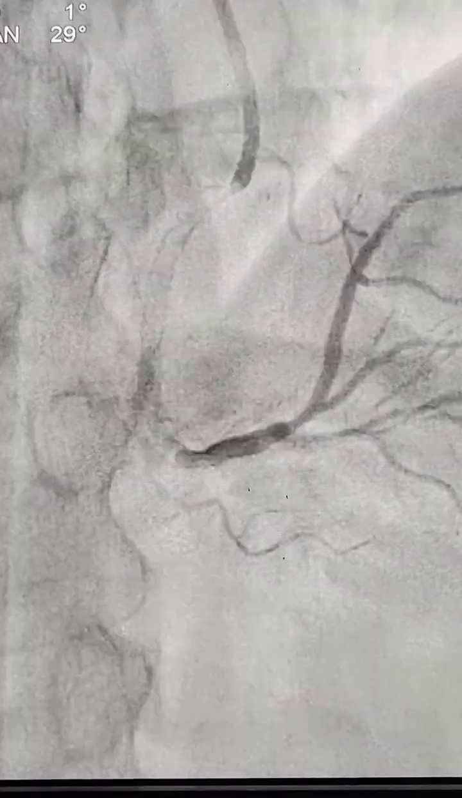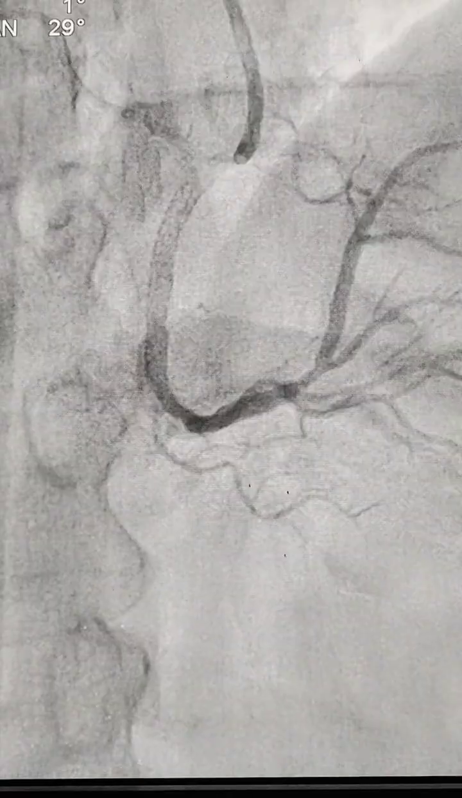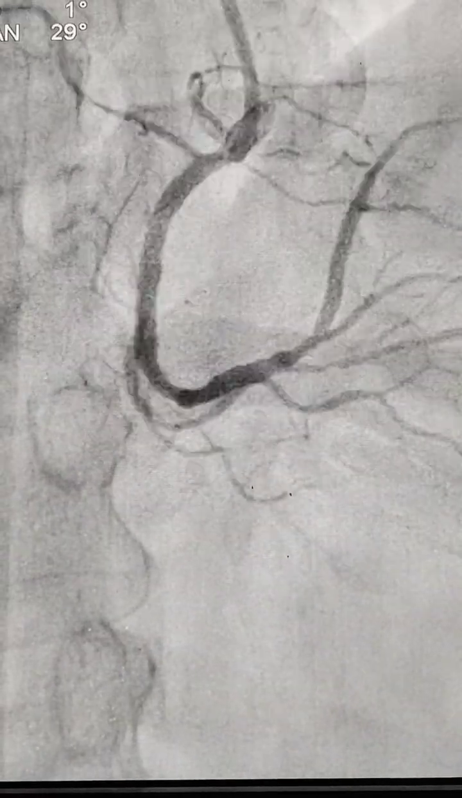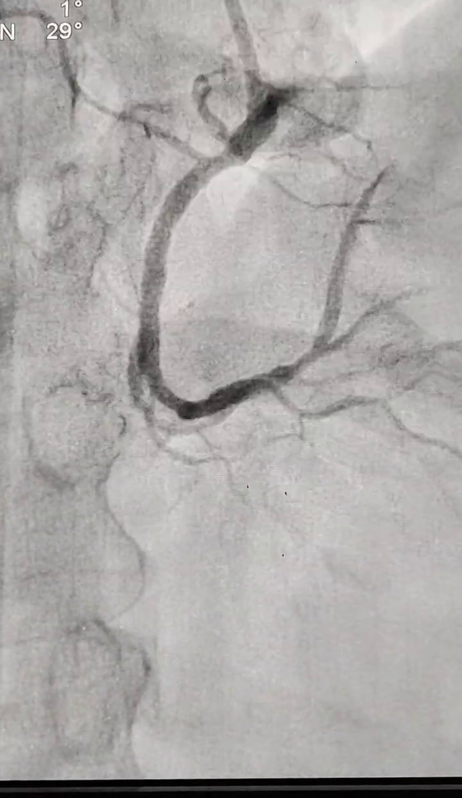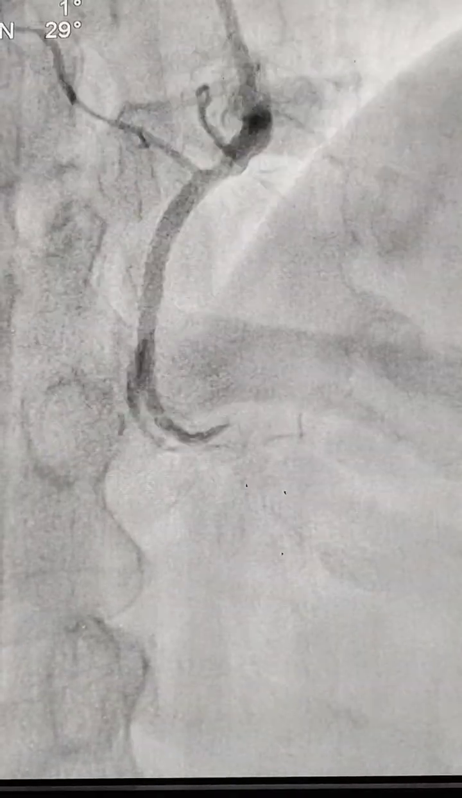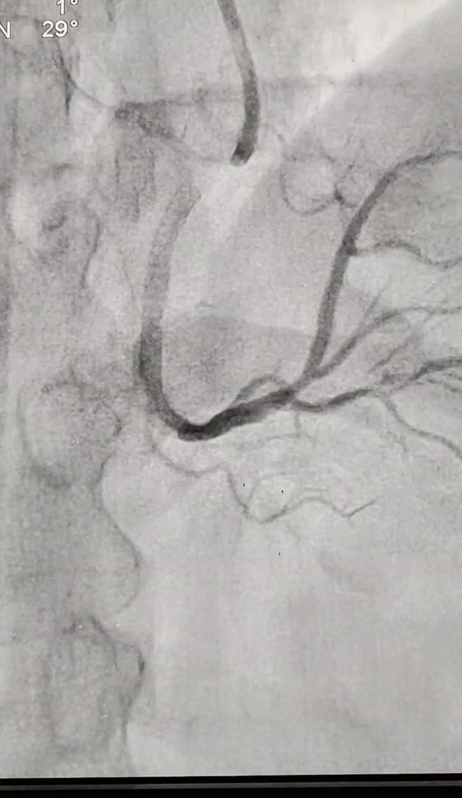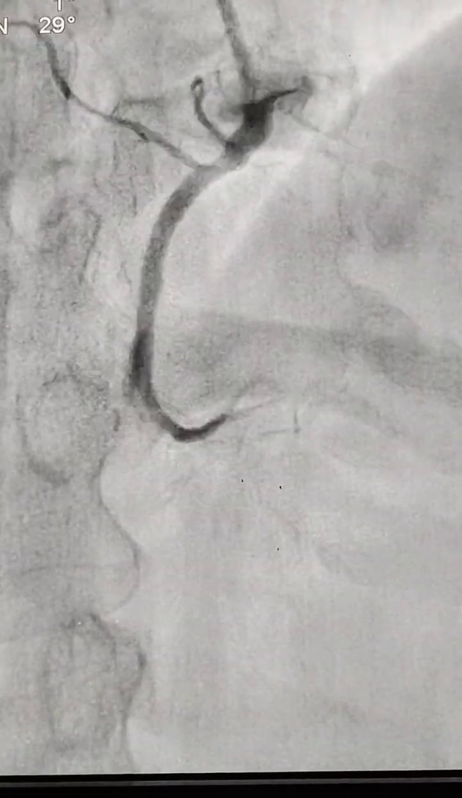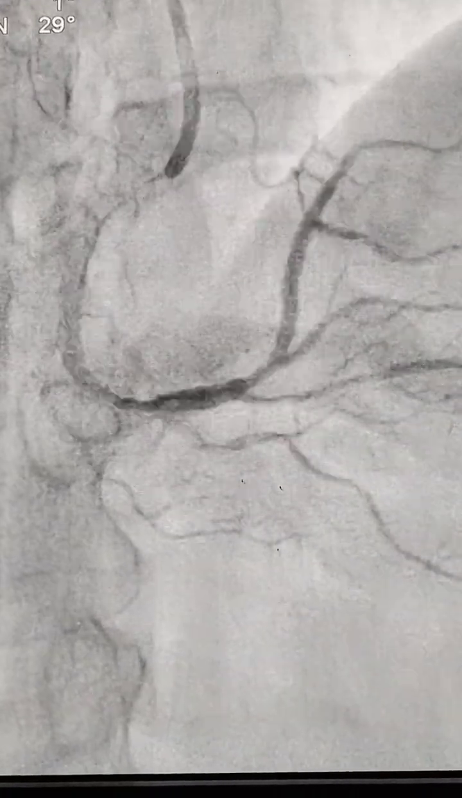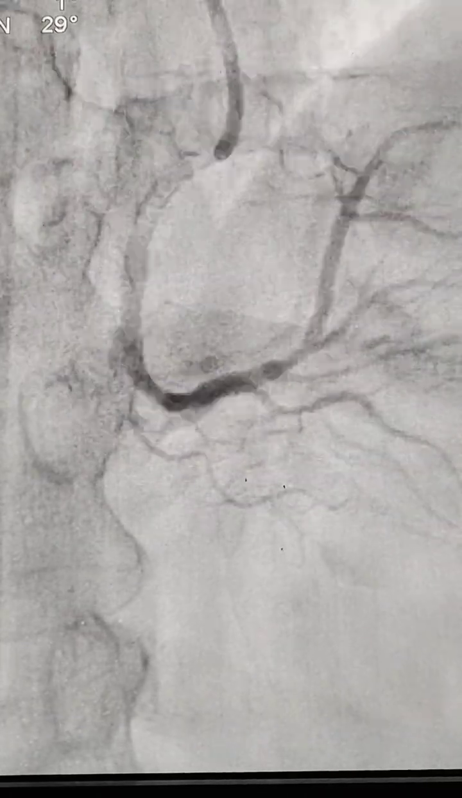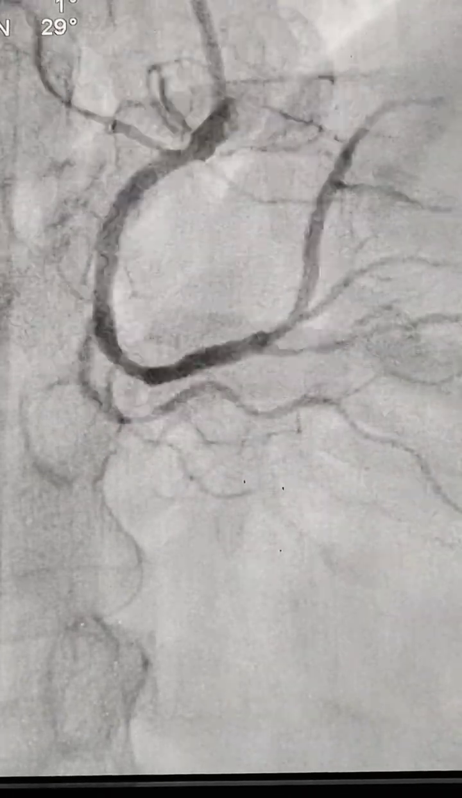So this was a primary angioplasty to the RCA for this inferior wall ST elevation MI. You can see how dominant the RCA is. You can see the PDA and PLV, how large it is. We started this patient on tirofiban and the patient is stable.